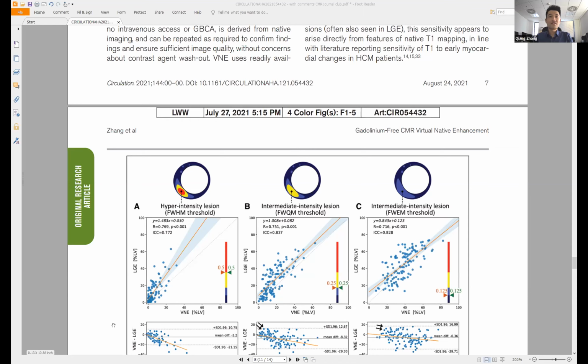Yes, so first we see a strong correlation in this patient cohort, and also in this testing data, we did not see any false negative VNE imaging. And of course, we will probably need further validation on a large multinational multi-center study before really applying it to patients and using it in clinical practice.